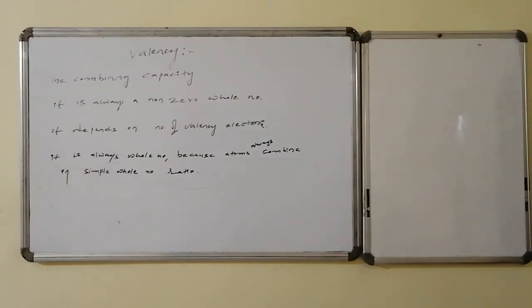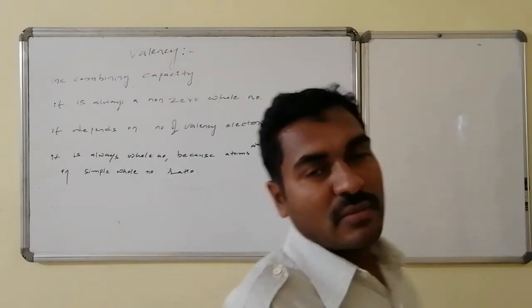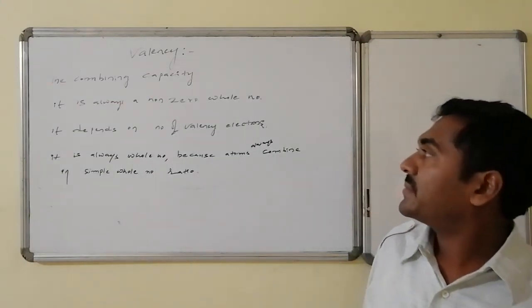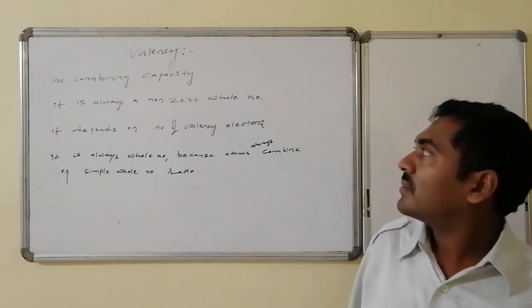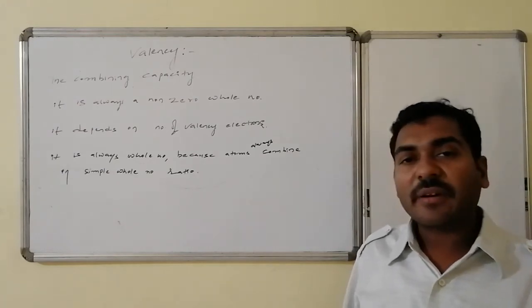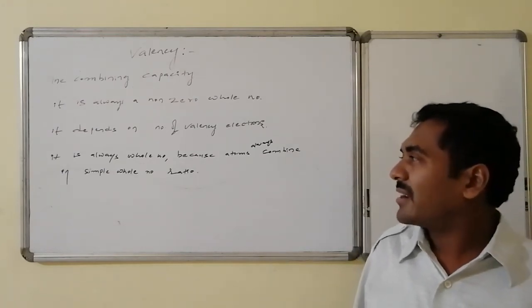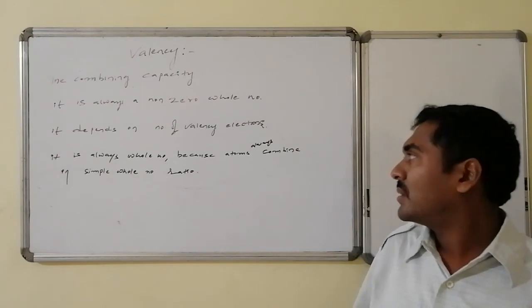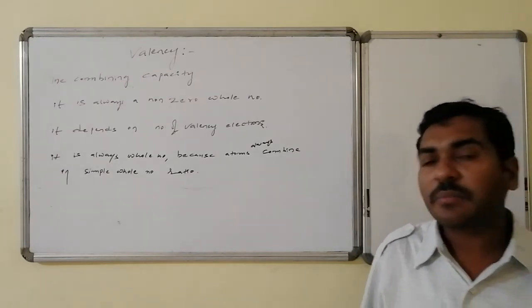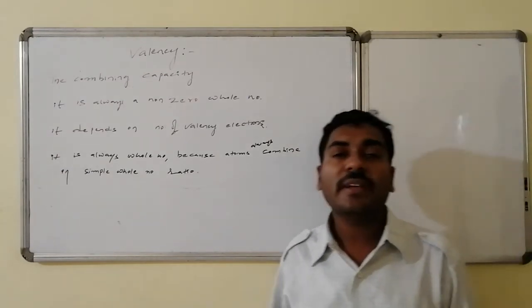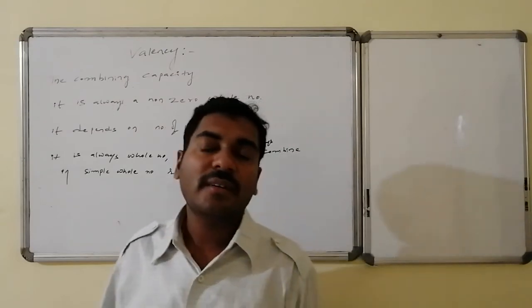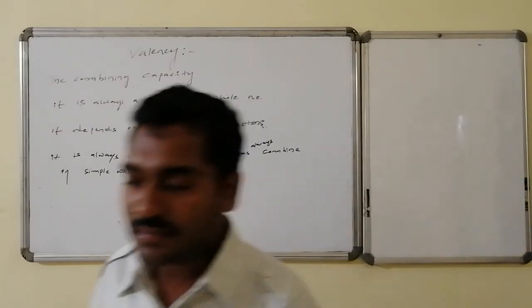Valency, it is the combining capacity, it is always non-zero and it is a whole number, and it depends on the number of valence electrons. It is always a whole number because atoms always combine in a simple whole number ratio with other atoms. Due to this reason, it is always a non-zero whole number.